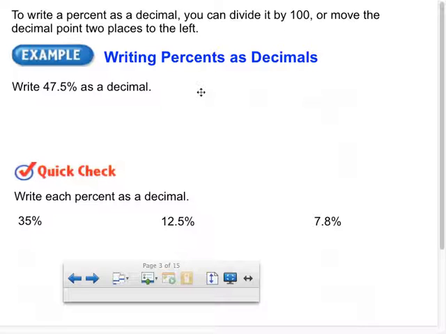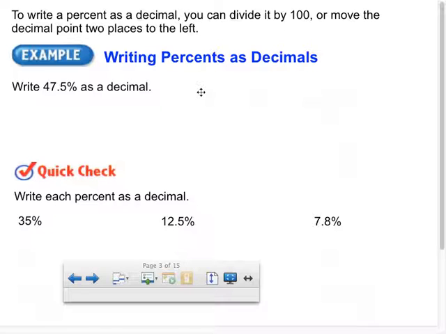Okay, let's walk through this. So when we multiplied, we move our decimal which way? If I'm multiplying by 100, I'm making it bigger, right? So I move it to the right. Okay, if I divide, I'm making it smaller, so I move it to the left, right? Okay, so let's think about that.